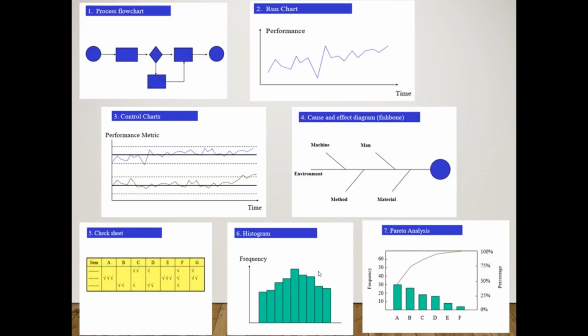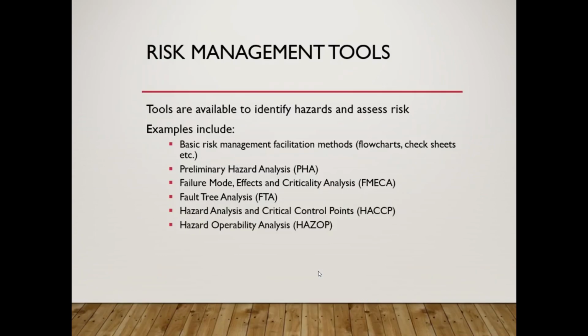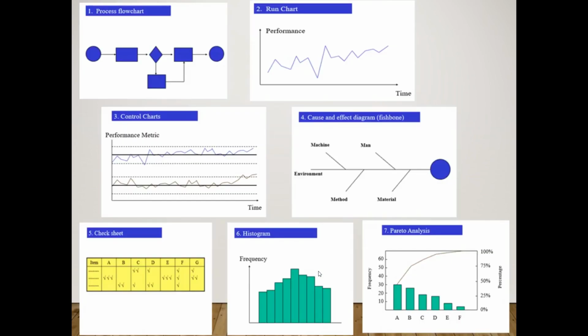So I mentioned previously some of the risk management methods like flowcharts and check sheets. I just wanted to jog your memory. We talked about these in previous slides. Process flowcharts as well as run charts and control charts are important, and they'll give you information and data on how your process is performing over time. We talked previously about cause and effect diagrams or fishbone diagrams. Check sheets are an obvious one, as are histograms and Pareto analysis. They'll all give you concrete data on how your process is performing and where your possible risks are.